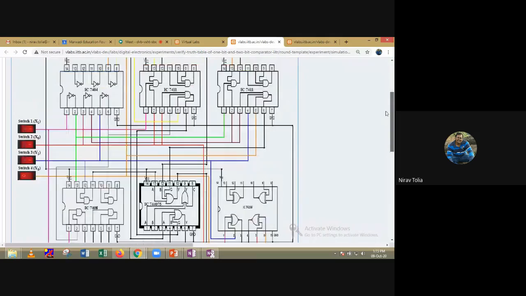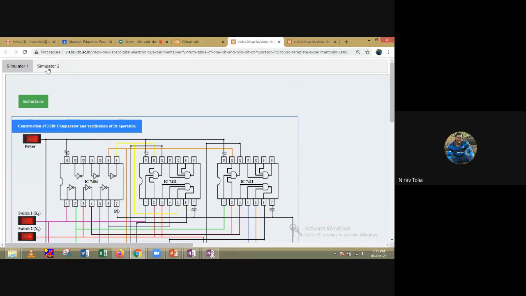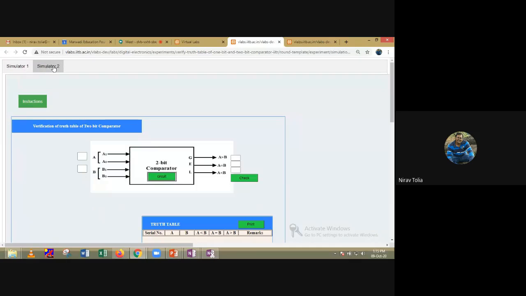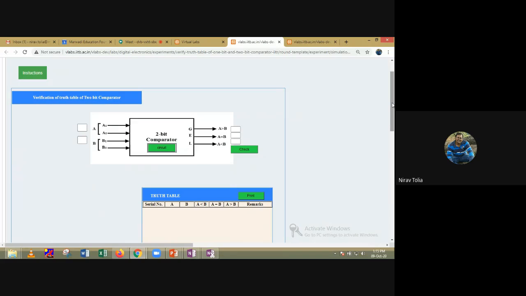So now can anyone complete simulator 2? Because I have very much doubt in simulator 2. It will not work. So no one has any query on simulator 2. I think all of you have completed that. But I have a doubt in simulator 2 of the 2-bit comparator, it will not work.